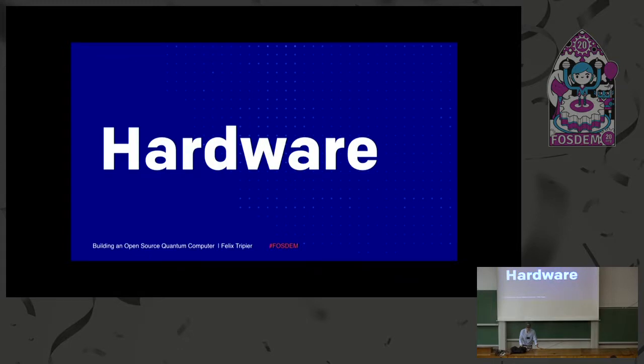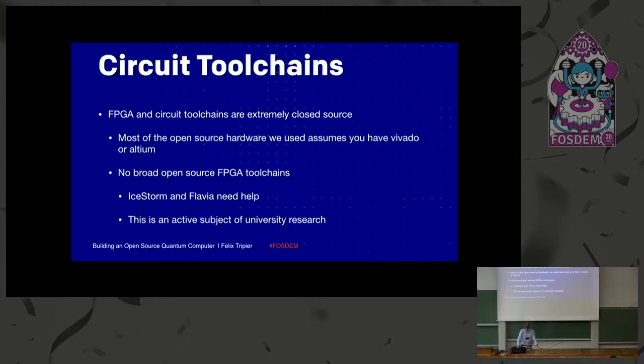And then finally, it's the last slide for hardware, and this is just for me to complain about FPGA and circuit toolchains, which are quantum adjacent, but ruin my life. Most of the open source hardware we use assumes you have Vivado or Altium. So if you wanted to use the code for the open source hardware to actually make these things, you would have to have some really expensive licenses, like $6,000. So it's not really that open source.